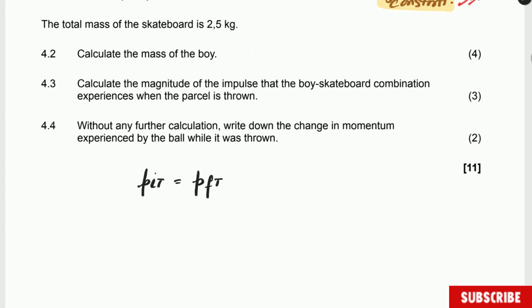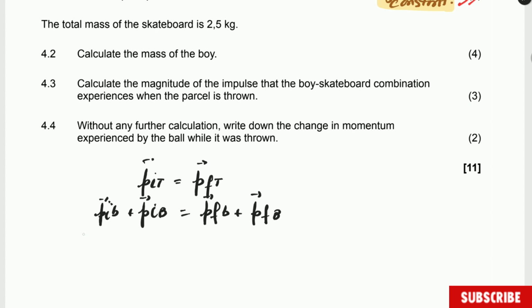This is our system. So initially we are going to have the initial momentum of the ball plus the initial momentum of the boy and skateboard. Let's write it with a capital P, and this one, let's do it with a small b for ball and the other one for boy, is equal to the final momentum of the ball plus the final momentum of the boy. When I mean boy, I refer to boy with a skateboard.